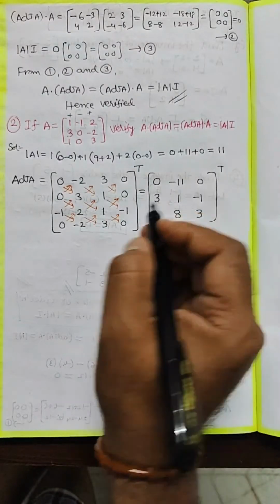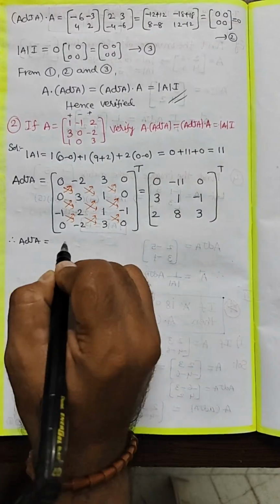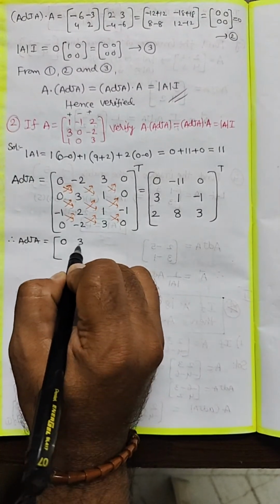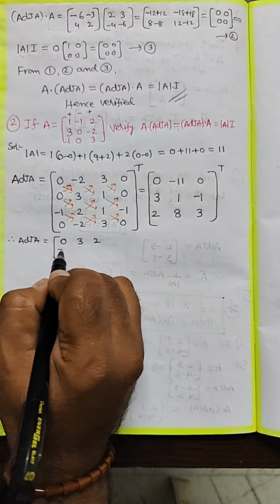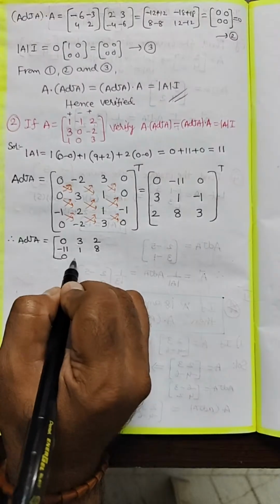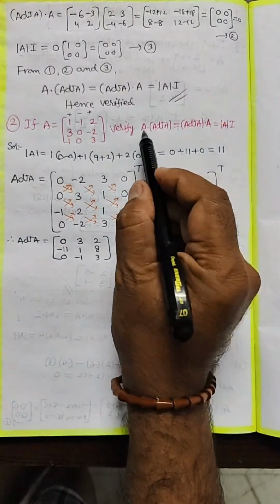So transpose of this matrix. Therefore adjoint A is equal to 0, 3, 2, minus 11, 1, 8, 0, minus 1, 3. Now come to the verification.